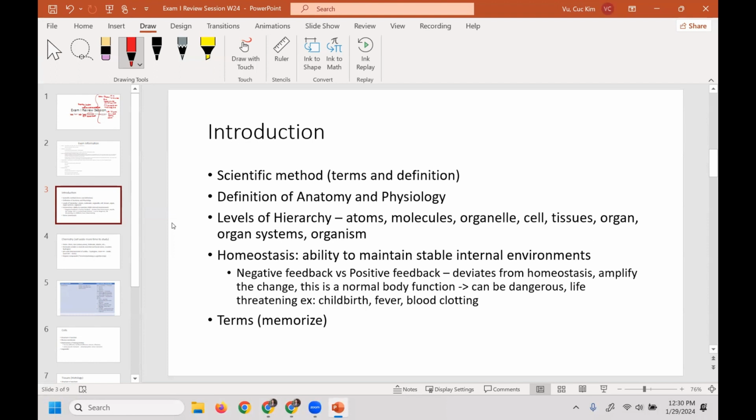Because if you've had a chance to look at the textbook, it's a lot of information. Okay. All right. So for introduction, make sure you know the scientific method, all the terms and definitions. Here's a nice place to use flashcards, Quizlets. So know what all the terms for the scientific method are. Be able to define the difference between anatomy and physiology. Okay, so let's just practice. What's anatomy?